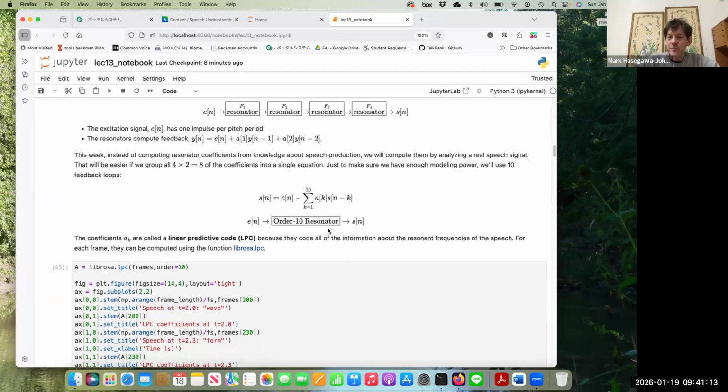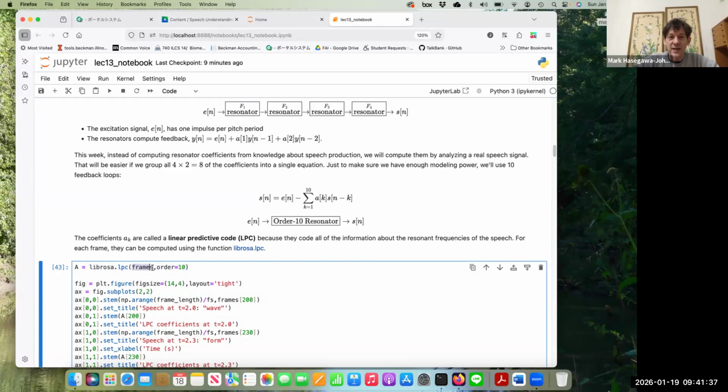I could go through the math of how you derive these coefficients, but in order to do that, you would need some calculus. And so I'm going to skip over that and not use calculus. Instead, I'm going to say, let's use librosa.lpc. Those of you who have had calculus can look online on Wikipedia to learn how calculus is used to derive these coefficients. But for our purposes, let's just use librosa.lpc.